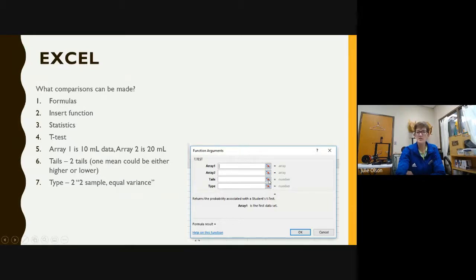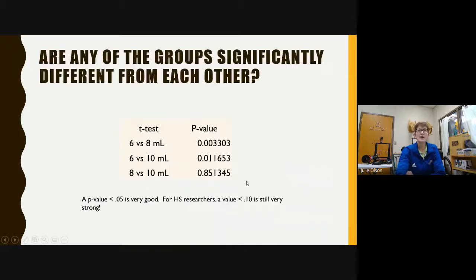Your tails, a tail means basically, are you looking at both ends? In other words, could the second group be higher or lower? That's a two-tailed test. Now, if you said in your original that it would be greater, then you could do a one-tailed test. There's not too much difference, at least at the high school level on that.